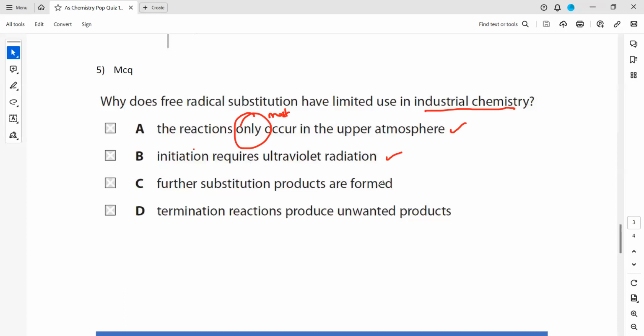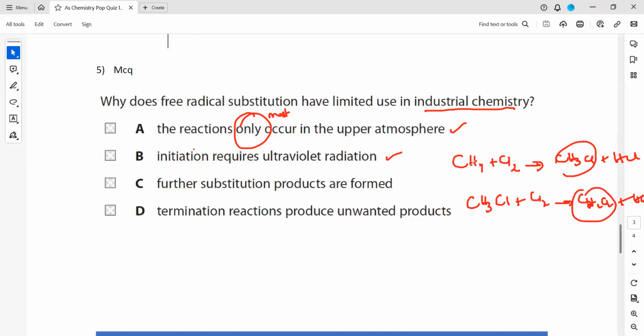The further substitution products are formed. Look at what actually happens. For example, if I want to produce methyl chloride, say we are reacting methane with chlorine, it will form methyl chloride plus HCl. But the problem is that it will undergo multiple substitution. CH3Cl reacted with another chlorine molecule will form CH2Cl2 plus HCl. So multiple substitution will happen. That's why we never get 100% yield of what we desire. The yield will be much smaller, the desired product will be a very small percentage as it undergoes multiple substitution.